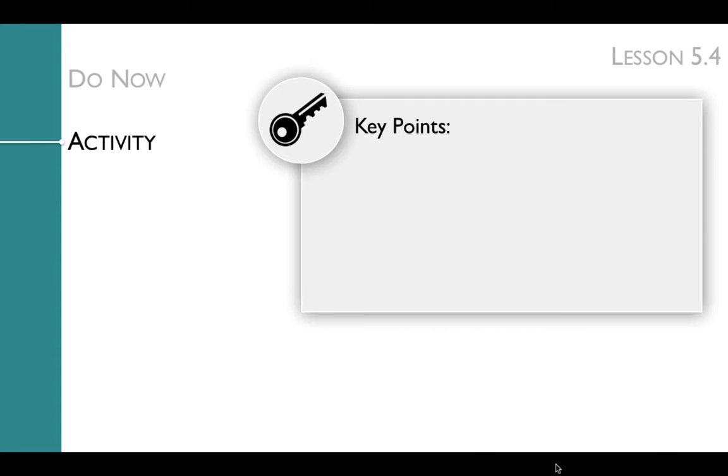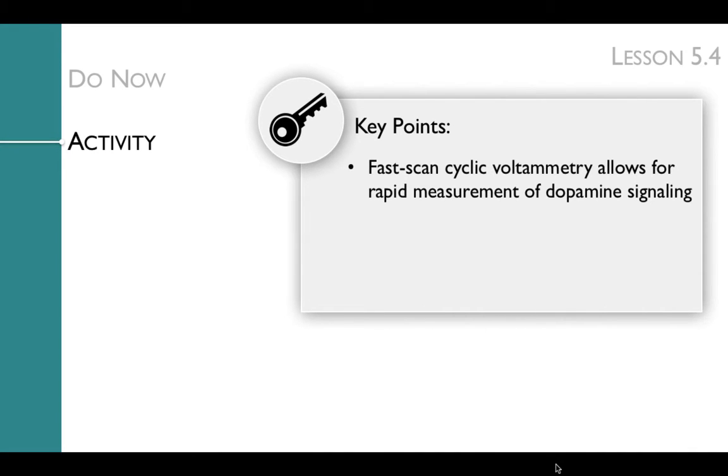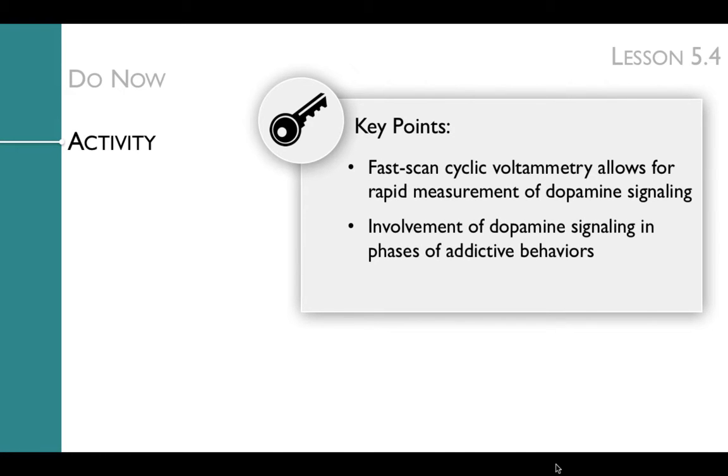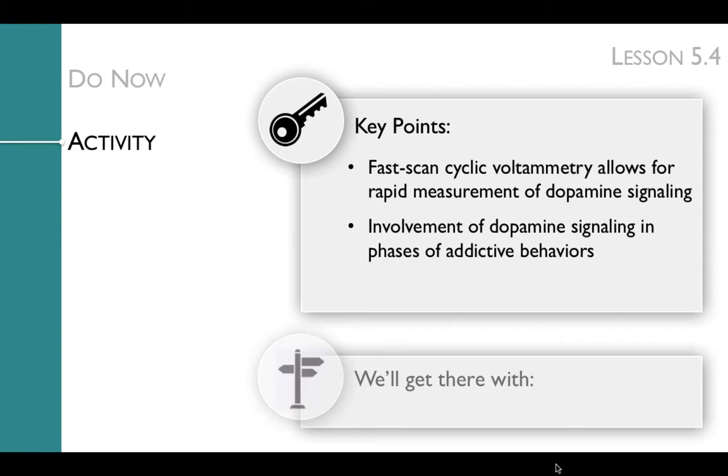The key points of the lesson activity are that fast-scan cyclic photometry allows for rapid measurement of dopamine signaling, which will allow us to determine the involvement of dopamine signaling in the phases of addictive behaviors. We'll get to these key points with a virtual cocaine lab.